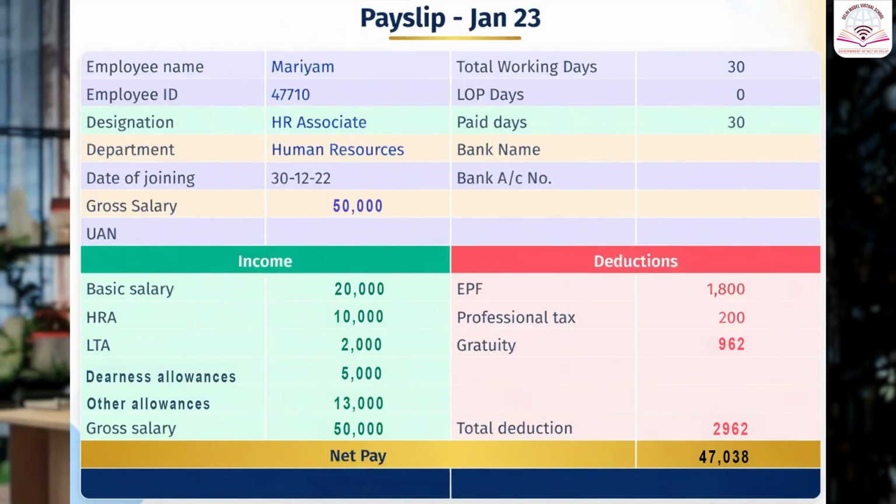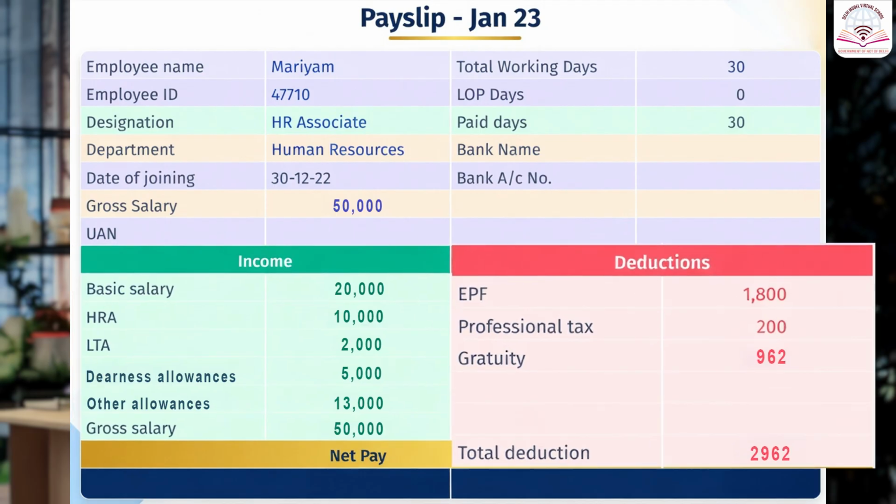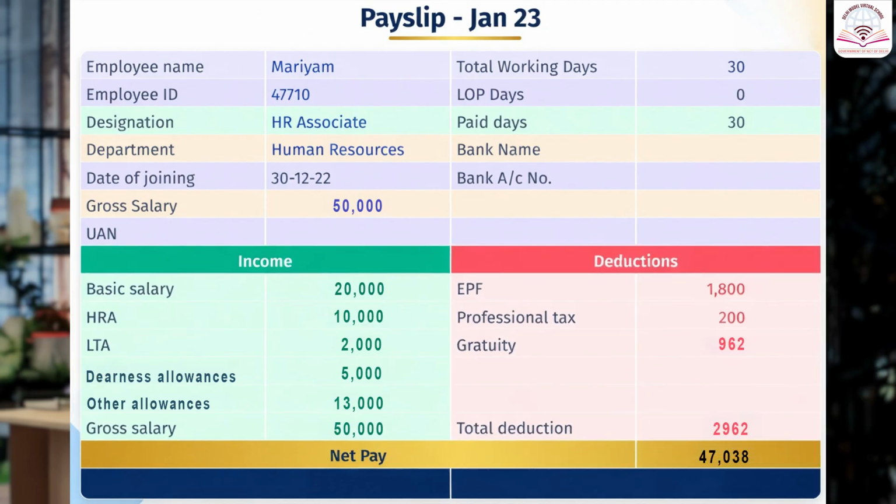Let's take a look at Mariam's salary slip. It will help us to understand how all the components come together. So in Mariam's salary slip, there are two sections, income and deduction. When all the components of income are added, we get gross salary. And when all the deductions from gross salary are deducted, we get net salary. Here, Mariam's monthly gross salary is 50,000, which makes 6 lakh in a year, which is her CTC.